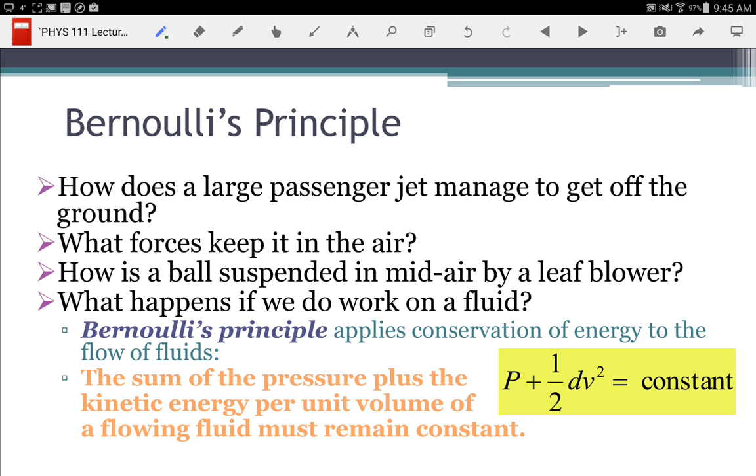Let's see if we can spend some more time. Bernoulli equation. Here I wrote it again the way the textbook has it. Pressure plus 1/2 D, where D stands for density. What's the normal symbol for density?